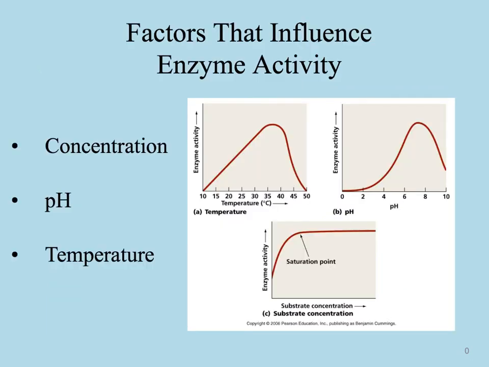So what factors influence enzyme activity? One is concentration, two is pH, and then the third one is temperature, and we're going to look at each of these individually. So concentration is two ways. One, you increase the concentration of the substrate, or two, you increase the concentration of the enzyme.